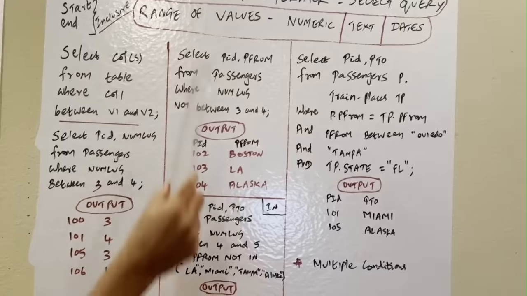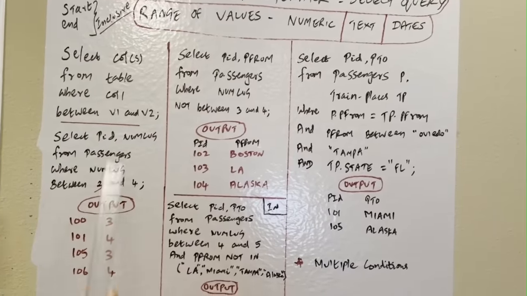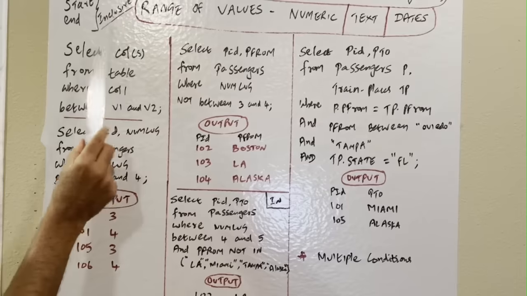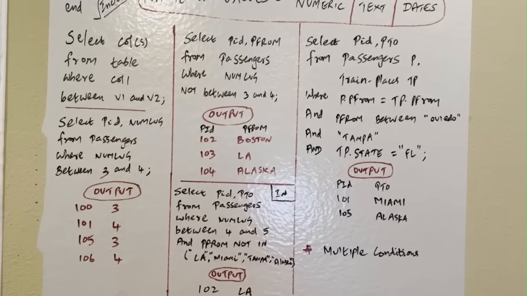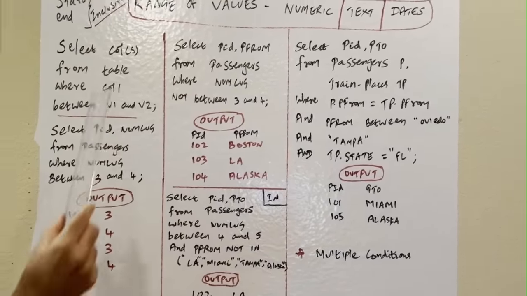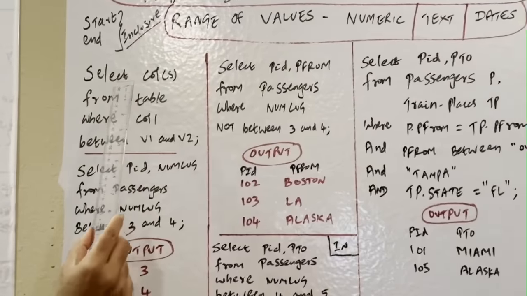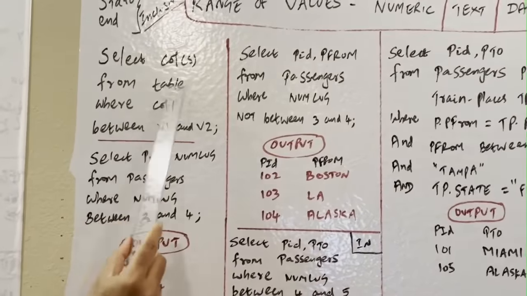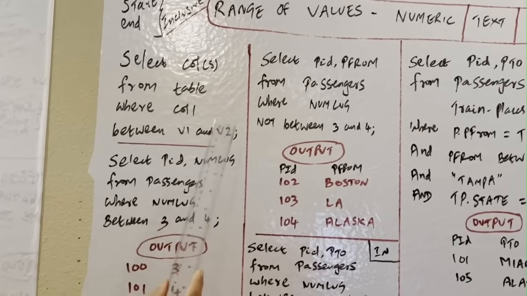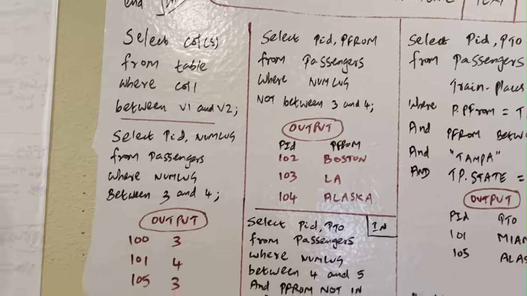On 3 types we can use range of values. When we say between, it's a range of values, start and end inclusive. When I say between 4 and 5, fetch me the records related to 4 and 5. General syntax: select columns from table where column 1 between V1 and V2. Let's run a query.